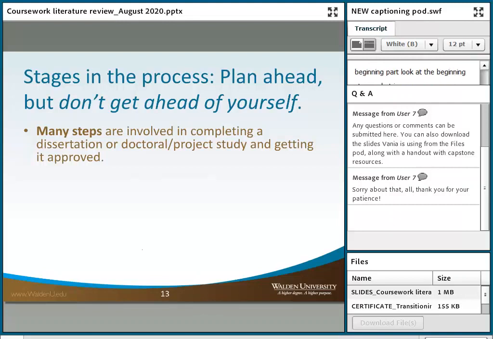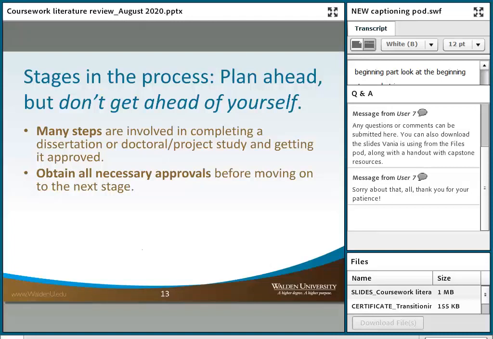So there are stages in the process. Plan ahead, but don't get ahead of yourself is one of the big things that I would say at the outset. There are going to be many steps involved in completing the dissertation or doctoral project study and getting it approved. You can't be looking to the last step at the beginning. Look at the beginning steps.